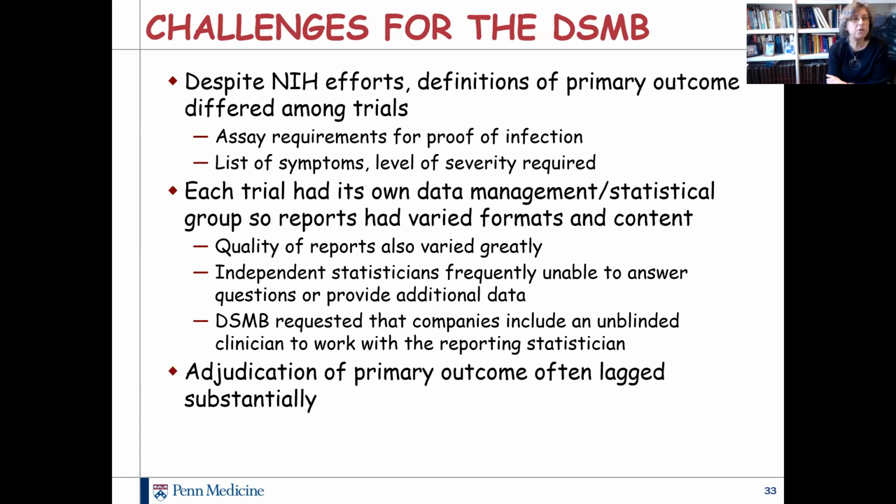There were many challenges for the DSMB in this trial. Despite NIH efforts to make the trials identically designed, the definitions of the primary outcome differed slightly. The assay requirements for proof of infection, I'm not sure that all of them required central assays. The list of symptoms and the level of severity required was not 100% consistent across trials. Probably the biggest issue was that each trial had its own data management and statistical group. So the reports had varied formats and contents.